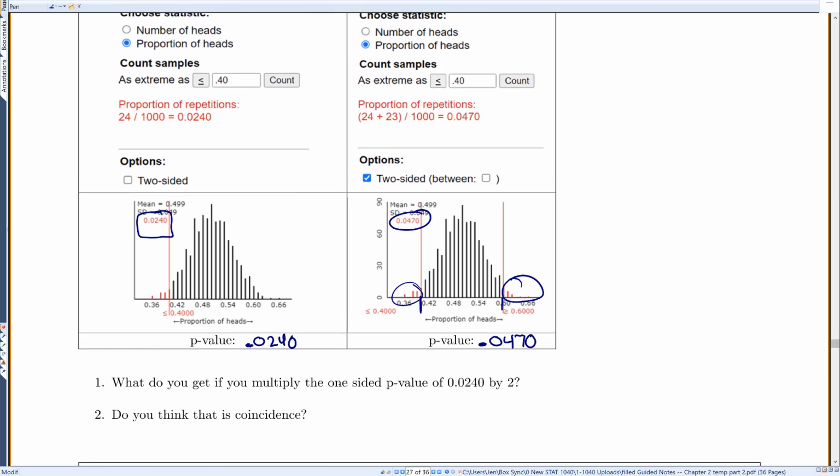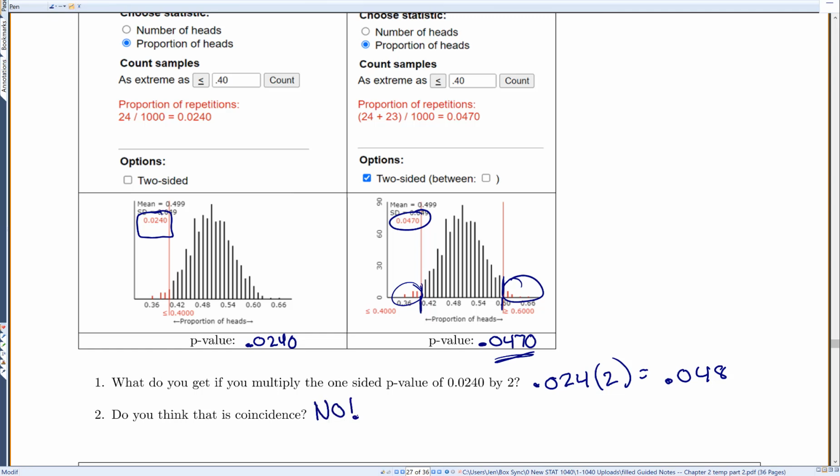Now, let's just see, what do I get if I multiply that one-sided p-value of 0.024 by 2? 0.024 times 2 should give me 0.048. Now, notice what did I get here? 0.047. The difference here is only because it's a simulation. Theoretically, they should be exactly the same. So what happens is you have one tail and then you have the other tail. They're both the same size of the tails. So the p-value will always be double.